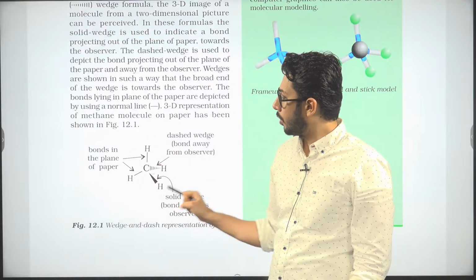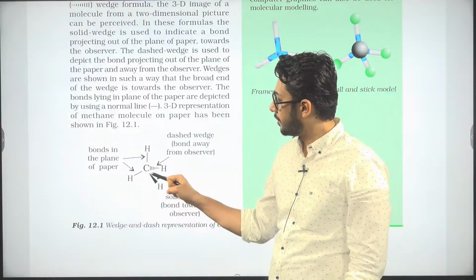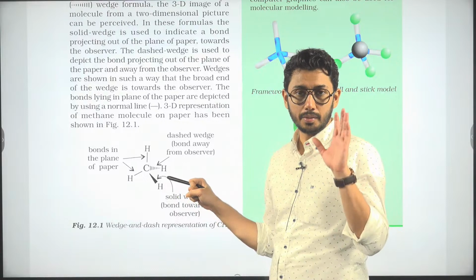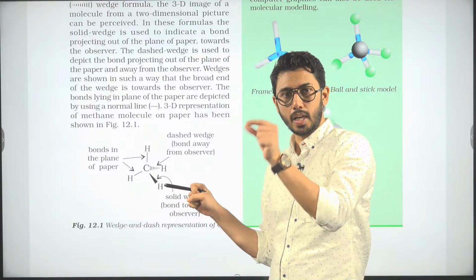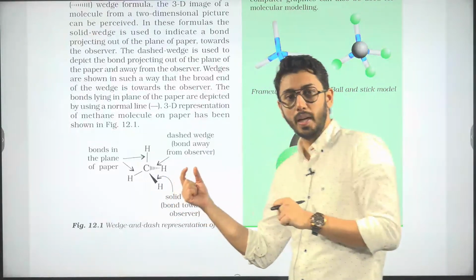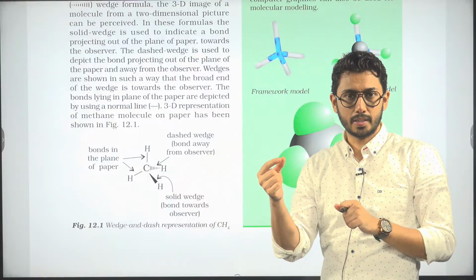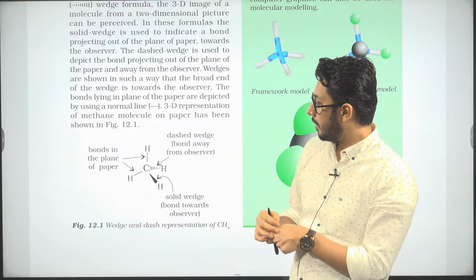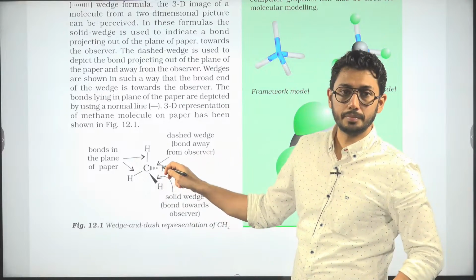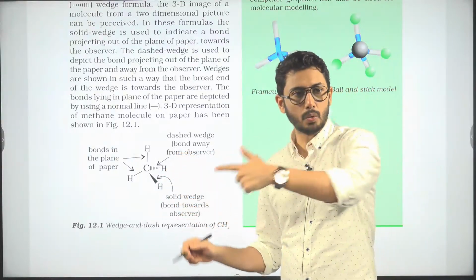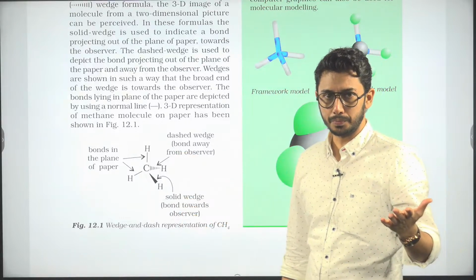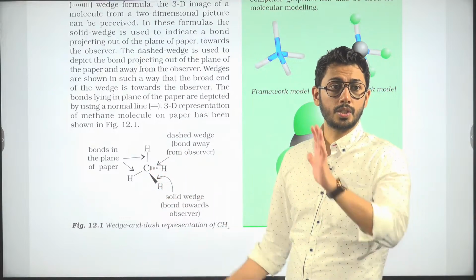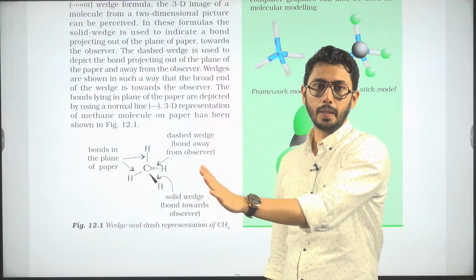This is a CH4 molecule. This is in the dark, this is the wedge. The wedge, which is written in the dark, is considered to be above the plane. It is considered to be coming out of the plane. And the dash means it is below the plane, away from you. And the normal bonds are considered to be in the plane.